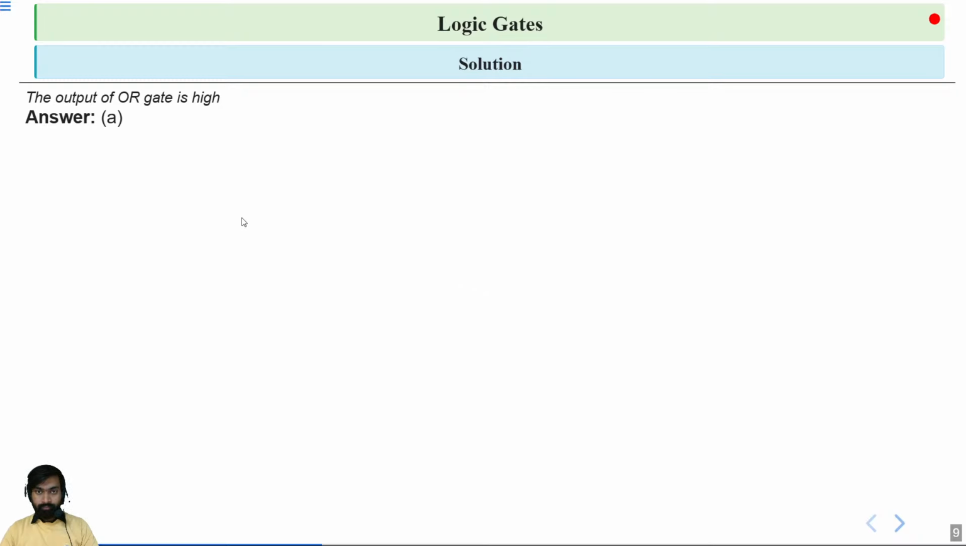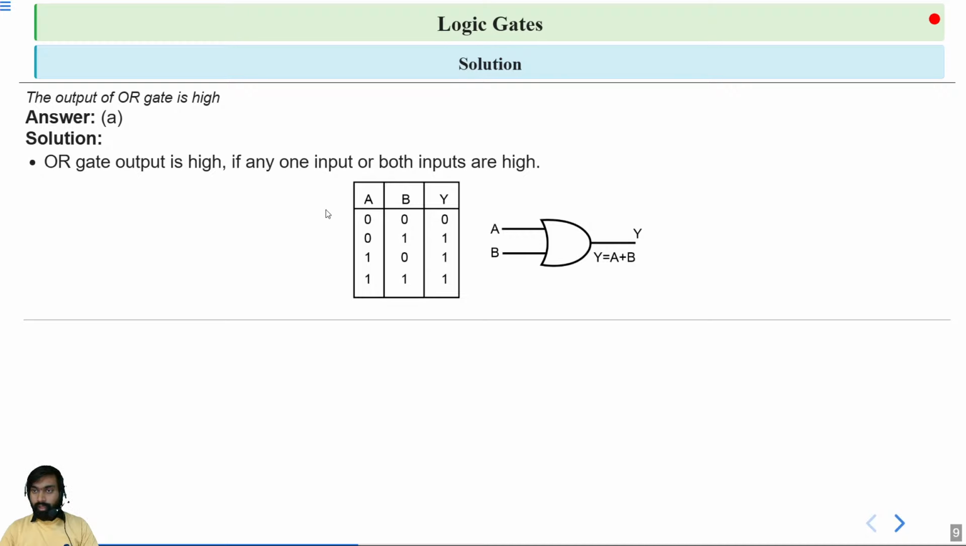So look at here. An OR gate is a logic gate that produces a high output if any of its inputs are high. This means that even if just one input is high, the output will be high. The output is only low when all inputs are low. In simple terms, the OR gate follows the rule: if either input is high, the output is high. It is commonly used in digital circuits to combine multiple signals.